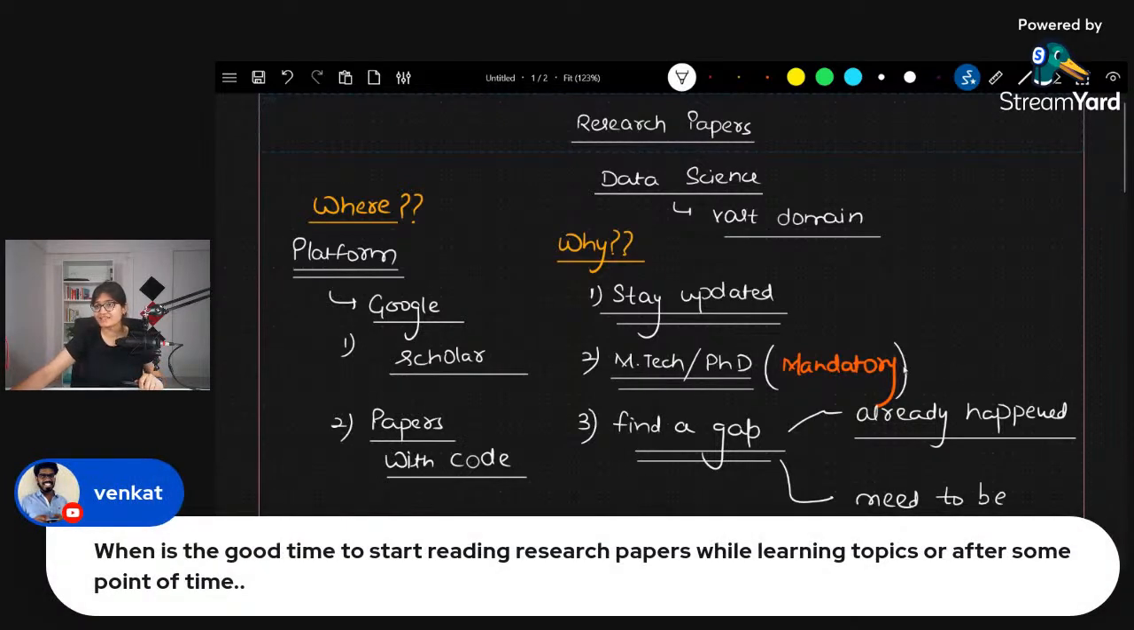Venkit is asking, when is a good time to start reading research papers? While learning topics or after some point of time? No, no. When you are learning itself, it's very good to start early, because I remember I started when the time came that I had to submit the thesis work, generate the results, and find the solution to my problem statement, and I wasn't able to get that. At that point I felt that if initially I had the habit of reading research papers, I wouldn't have taken that much time.